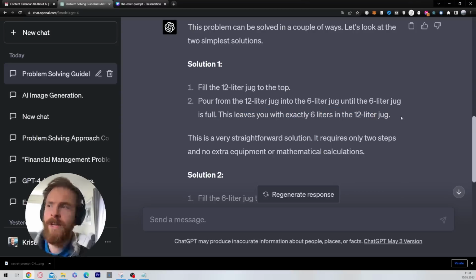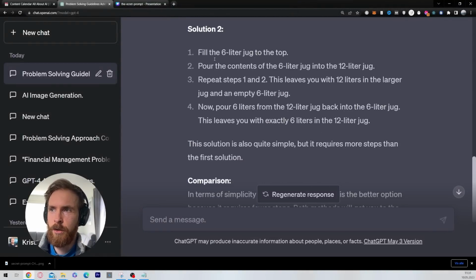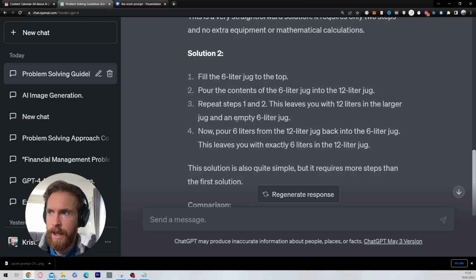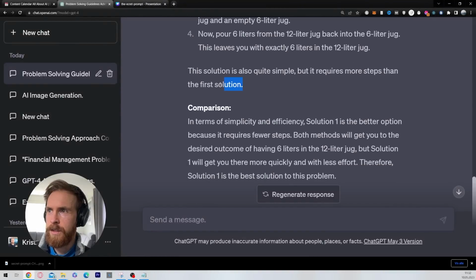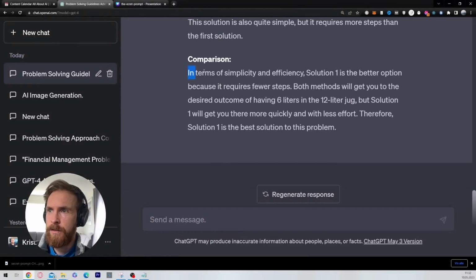So that is very strange. It's additional steps, there's no point in that. And this solution 2 is even weirder. I'm not going to read it out loud, but that's just stupid. Repeat step 1 and 2, why? And this solution is also quite simple. No, it's not. Comparison: in terms of simplicity and efficiency, solution 1 is the better option because it requires fewer steps. Okay, but it's still stupid. So let's see if we can alter this.